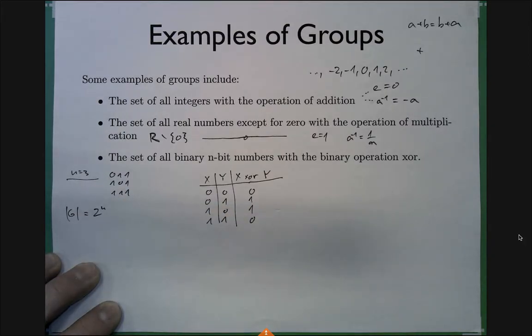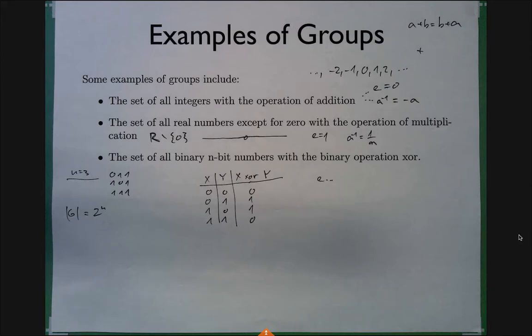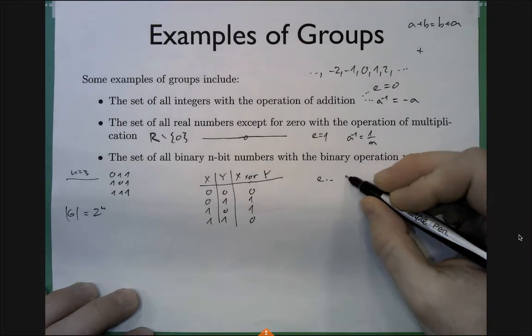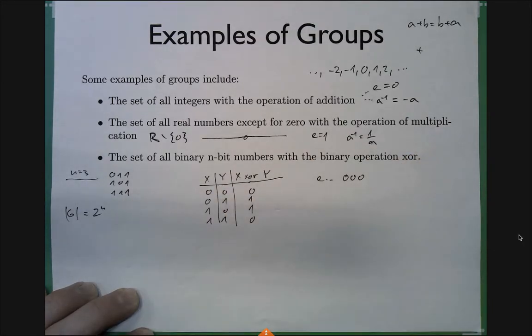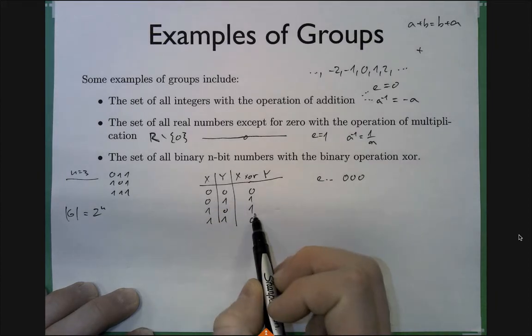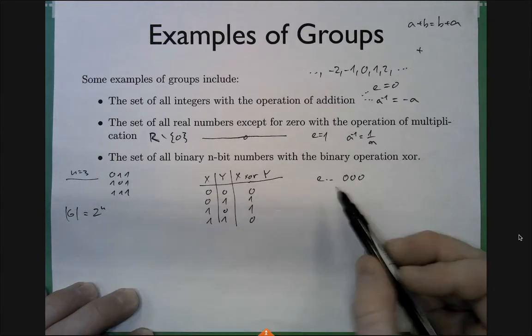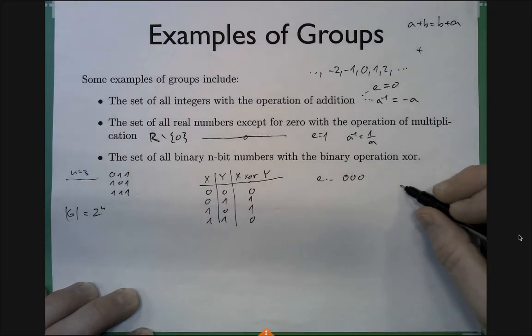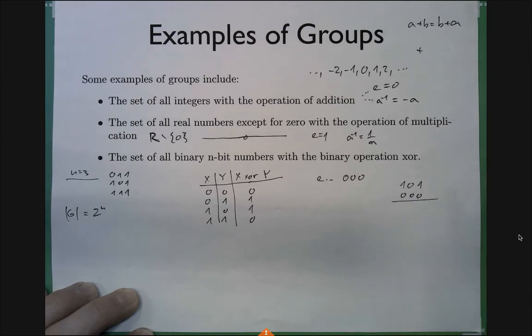So let's stick with the n equal 3 example. What do you think is the identity element, the E here? That must be something such that when I XOR it with any binary number, I will get that number back, right? Yes, exactly. For n equal 3, that's all zeros. Why? Because if I XOR 0 with 0, I get 0. If I XOR 1 with 0, I get 1, right? So if I XOR anything with all zeros, say 1 0 1 with 0 0 0, I get 1 0 1, the same thing back.